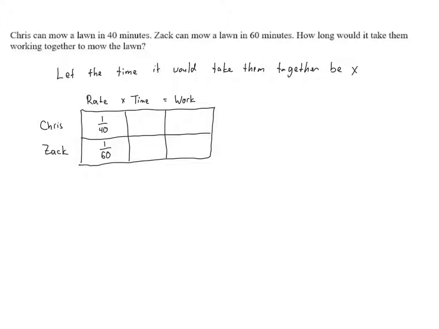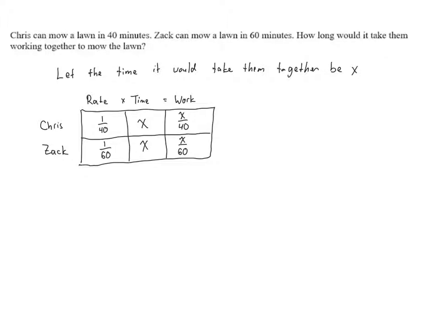Now for the time column, we're always dealing with time working together. These are shared work problems, so we're always interested in how long it takes them when they're working together. And that's actually what they're asking to figure out, so we've decided that that was x. So in this case, the time that they work is going to be x. And the work is always rate times time. So we're going to multiply across. 1/40 times x is going to be x over 40. And 1/60 times x is going to be x over 60.